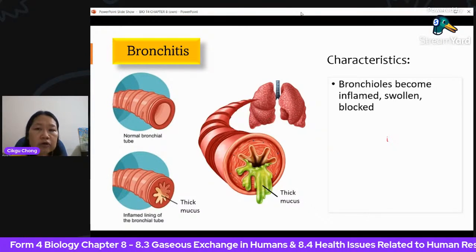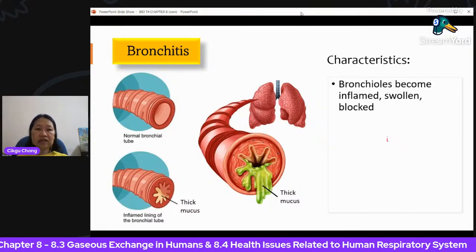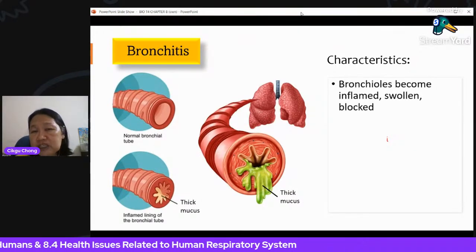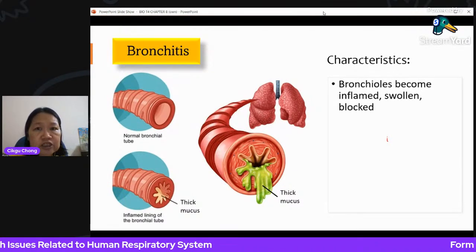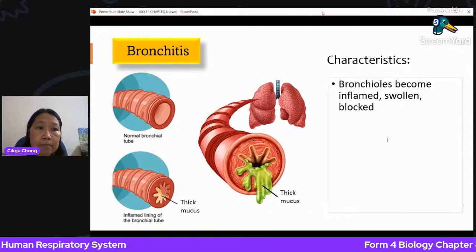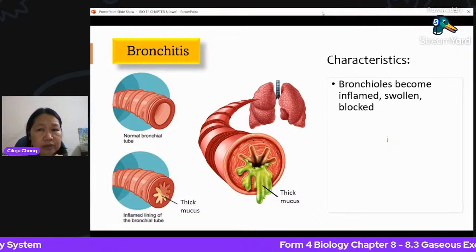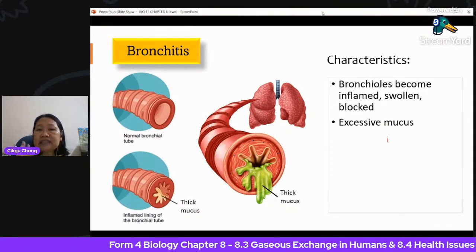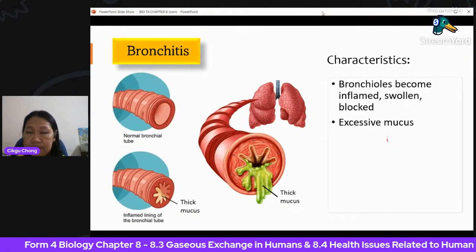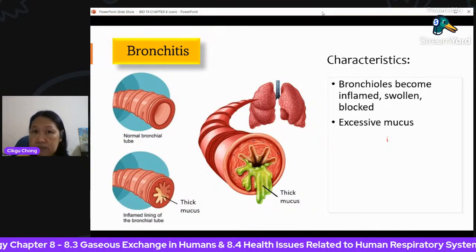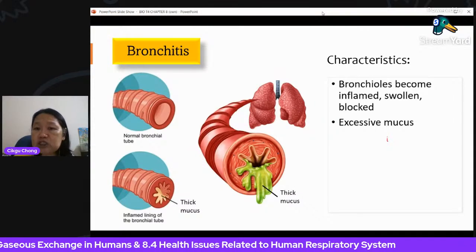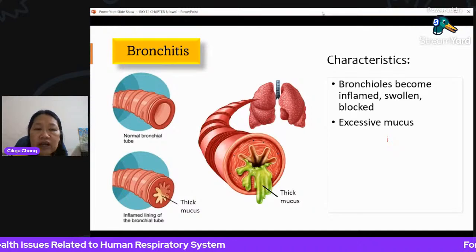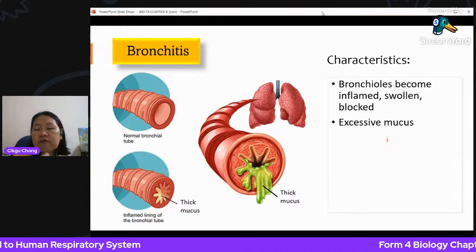Okay, so here the bronchioles become inflamed. That means infected. Sometimes it's bacteria. Bronchitis can be caused by bacterial infection, or it could be irritation from the air also. Bronchioles become inflamed, swollen, and blocked, very similar to the asthma just now. Excessive mucus is something not so similar. Just now we talked about asthmatic attack, where we don't normally have that much mucus. It could be with or without. But with bronchitis, you have a lot of mucus. So you may cough up the mucus.